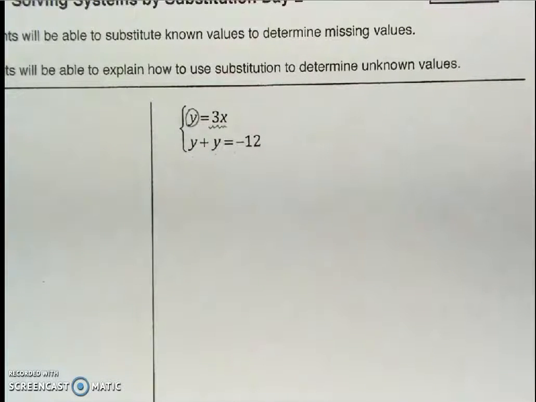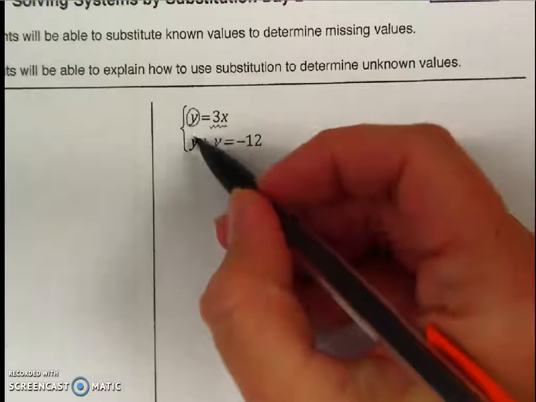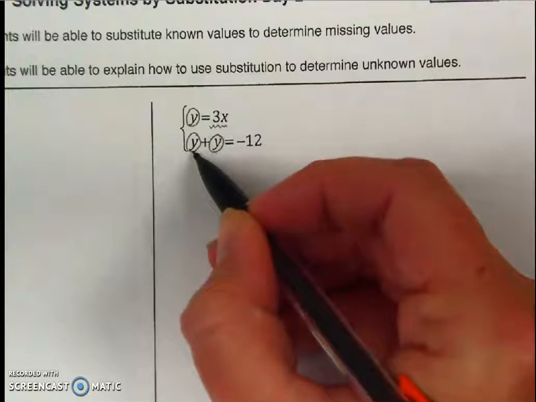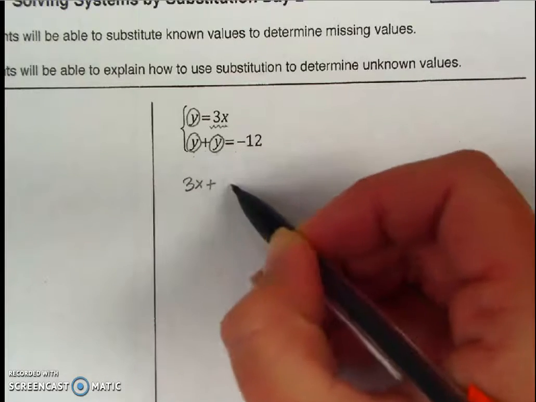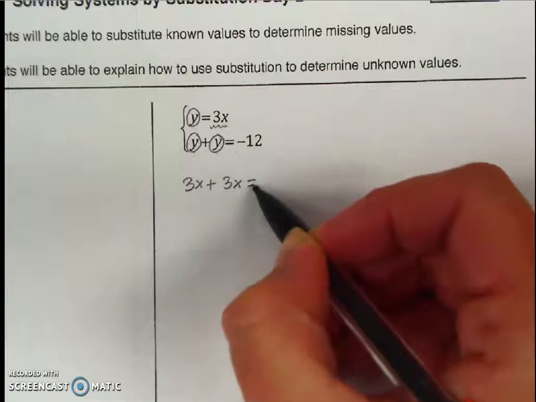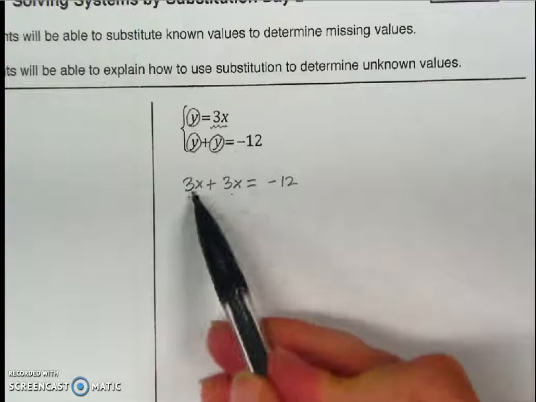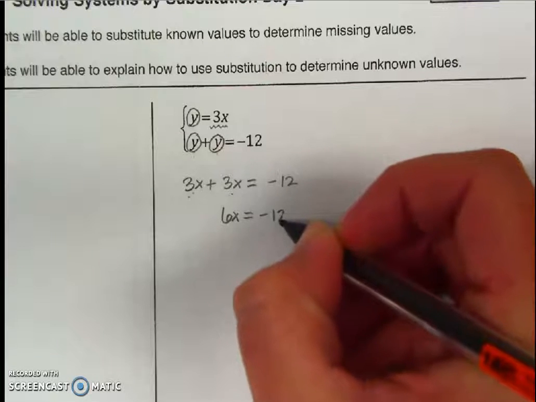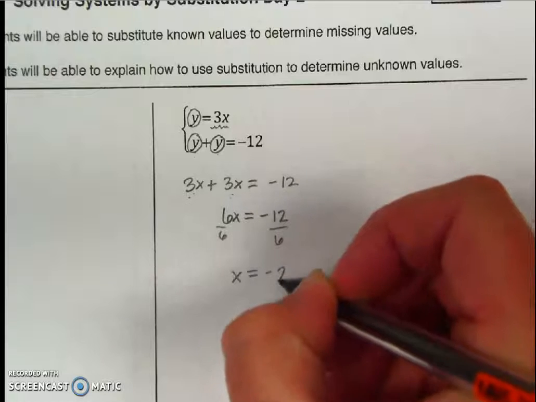Now, this time, it's not just a number, so it's not quite as easy, but I can still replace any y I see with 3x's. So that means I can replace it here and here. So I'm going to rewrite this y as 3x, and I'm going to do the same thing with this one. I'm going to write it as 3x, and together those will equal negative 12. Now I see some terms I can combine, so 3x plus 3x would be 6x is equal to negative 12, and if I divide both sides by 6, I see that x should be equal to negative 2.